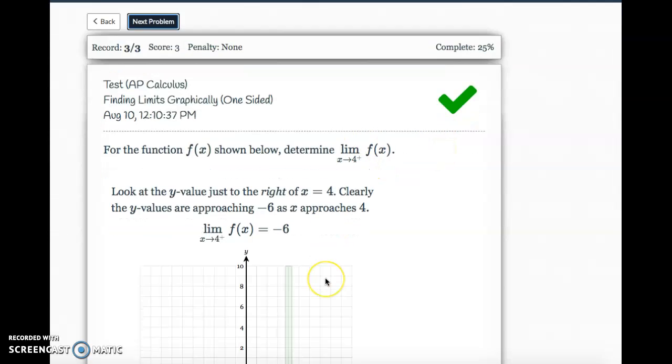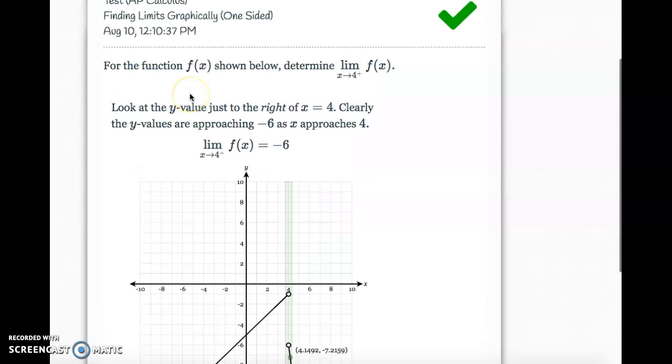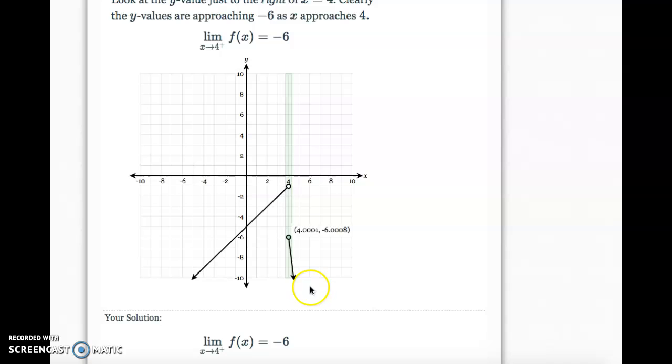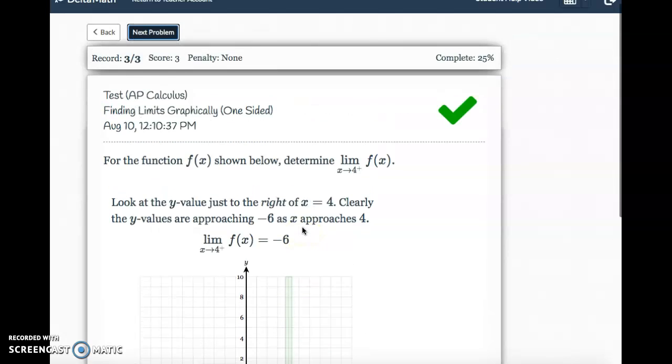Hooray! So that's what the first section is going to look like, finding one-sided limits. Again, you'll notice they'll give you a kind of description and then also a visual of what I sort of did. As I approach 4 from the right-hand side, it looks like my y value will be -6.